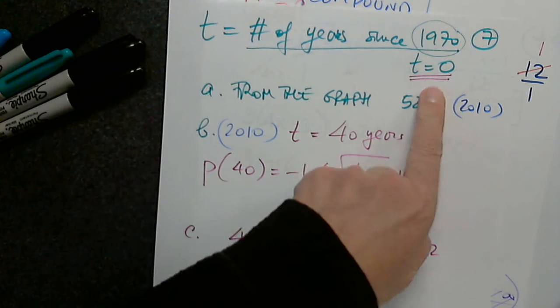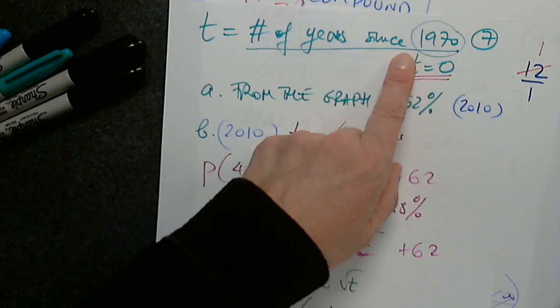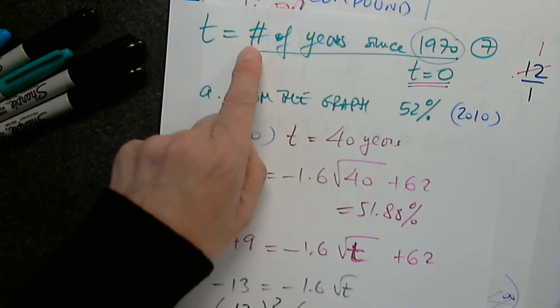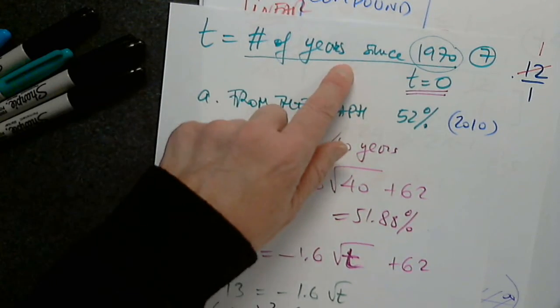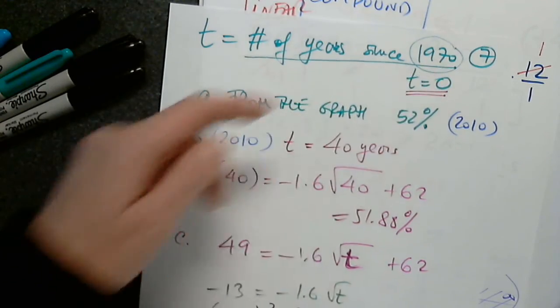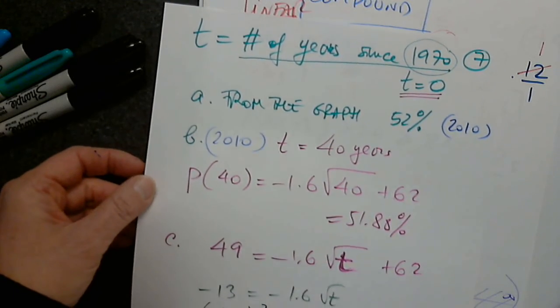That's why we discussed that. That's why I take notes when I read a problem. It's a very good question. I take notes and I write what each variable means. So P is the percentage, and T is the number of years since 1970. Otherwise I will not know what to plug in. Is that okay?